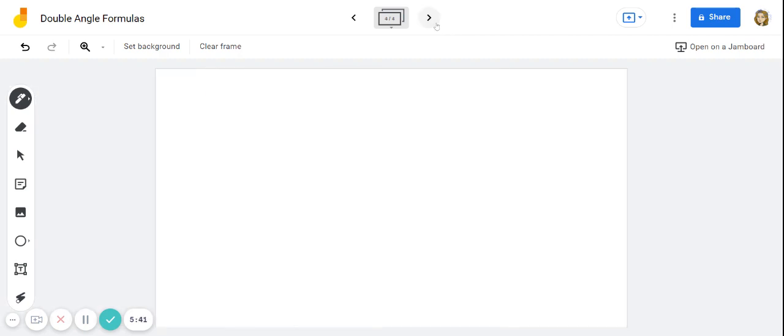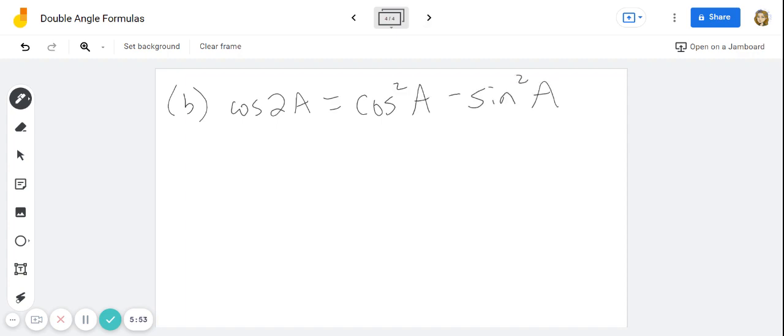All right, let's try the cosine one. Let's say we want to find cosine of 2a. I'm just going to use that first equation, cosine squared of a minus sine squared of a. You could use any of the three, but personal preference for me, I like to use the cosine squared minus sine squared because we're dealing with fractions, and that way I already have a common denominator.